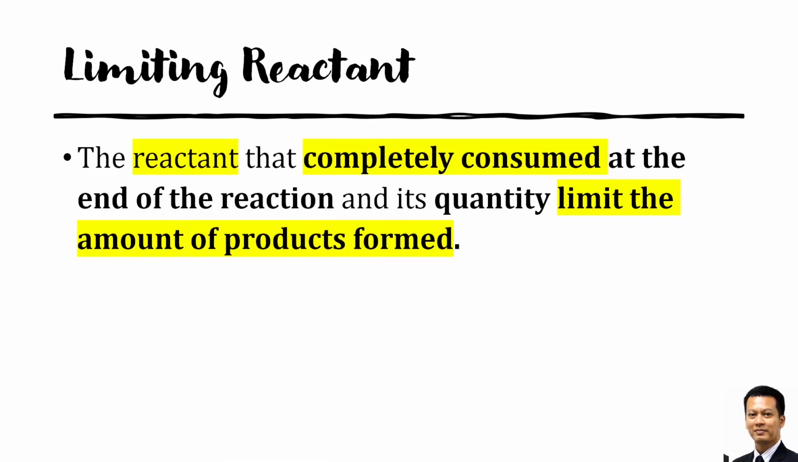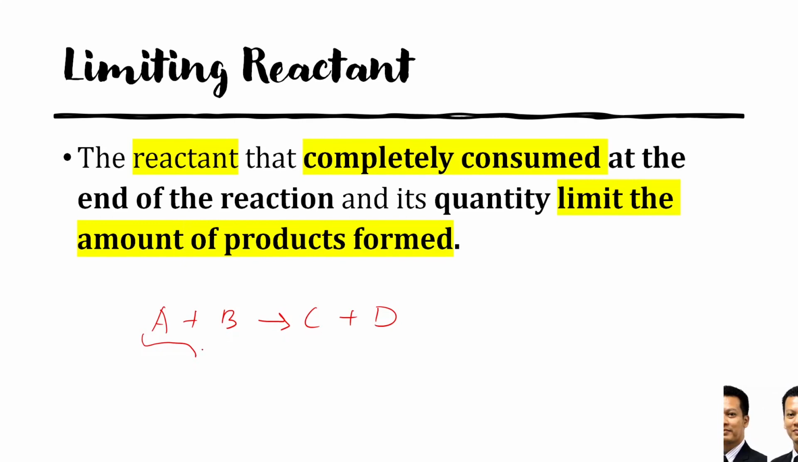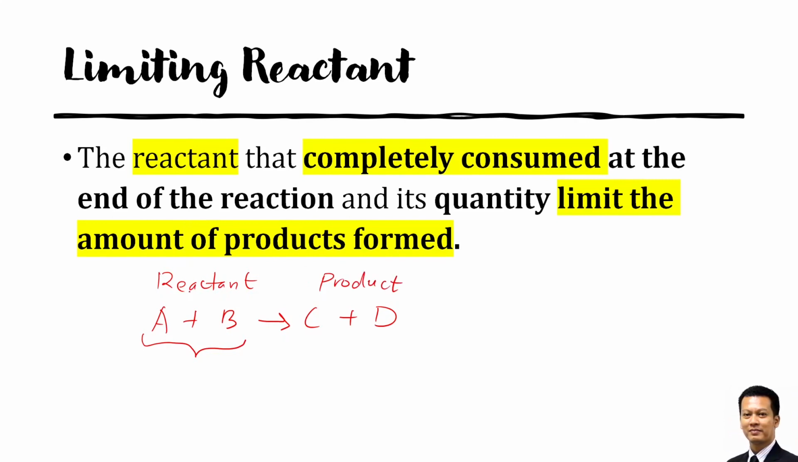Okay, limiting reactant. What is limiting reactant? It is the reactant. So if you have A plus B forming C and D, we are only referring to this thing because this thing is reactant. C and D is product, right? So limiting reactant is reactant that is completely consumed at the end of the reaction and limits the amount of product formed. So is it A limiting reactant or is it B limiting reactant?